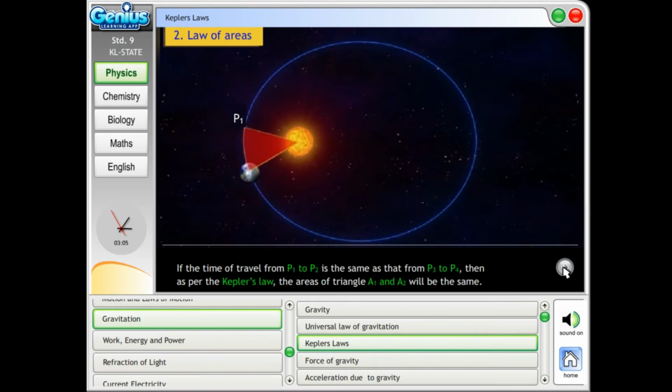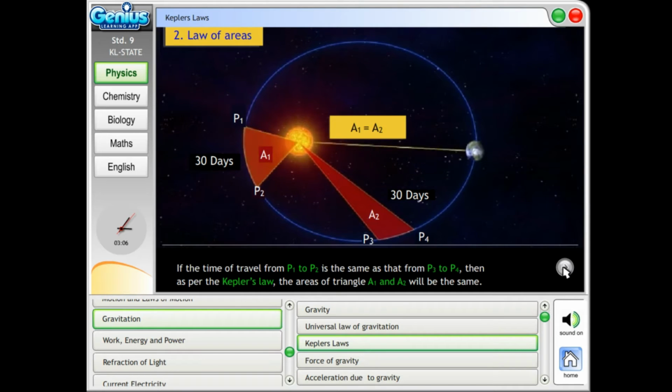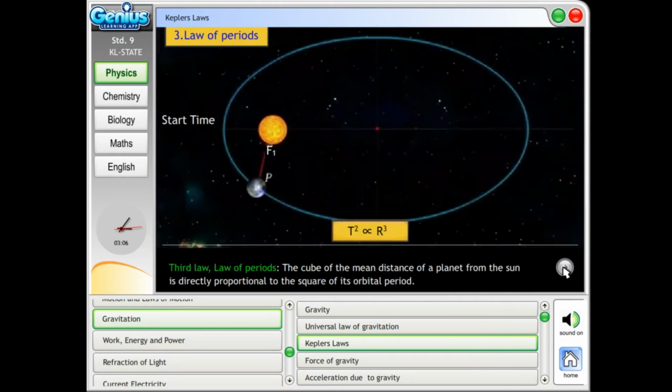If the time of travel from P1 to P2 is the same as that from P3 to P4, then as per Kepler's law, the areas of triangles A1 and A2 will be the same. Third law, law of periods. The cube of the mean distance of a planet from the Sun is directly proportional to the square of its orbital period.